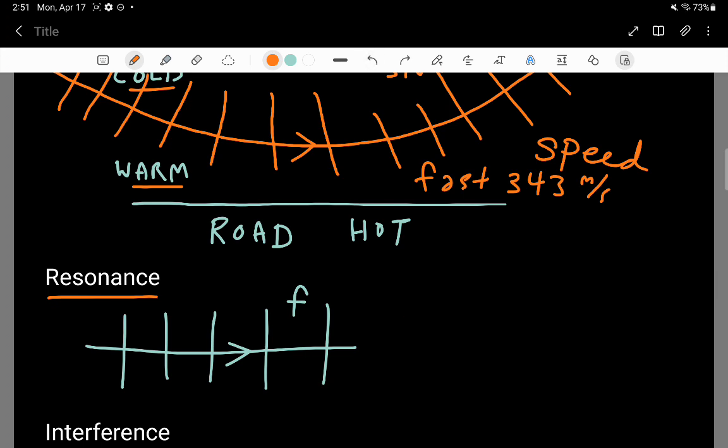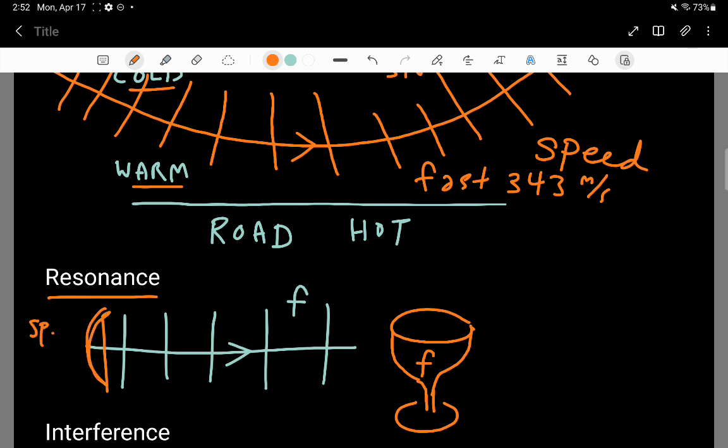a wine glass, right, which is kind of like a bell, right? So if this wine glass has its own frequency of oscillation, right, that you could hear if you took a little hammer and you rang the wine glass without shattering it, right? So you could hear this frequency. And then what you do is you tune a speaker to play that frequency.